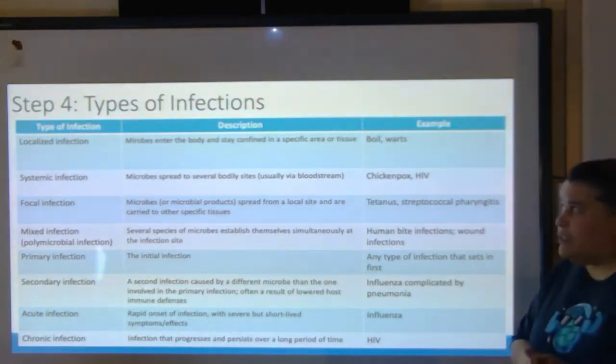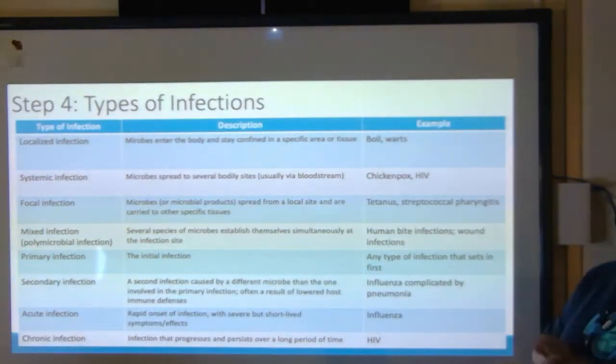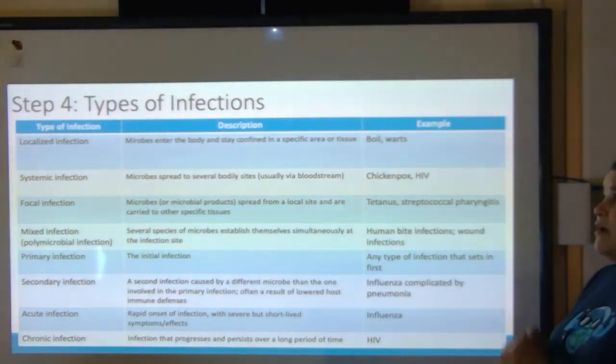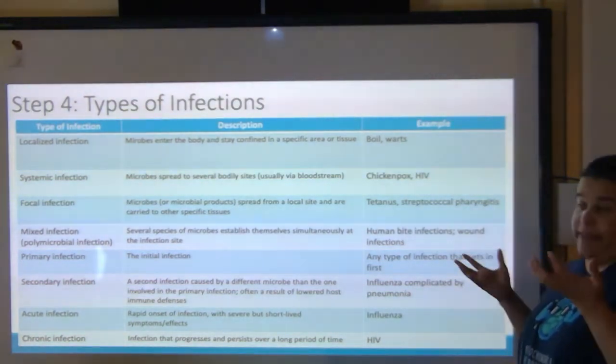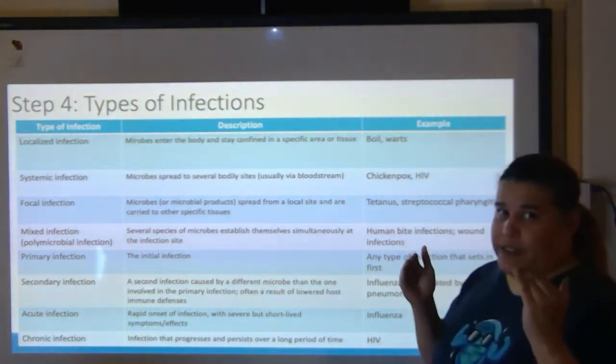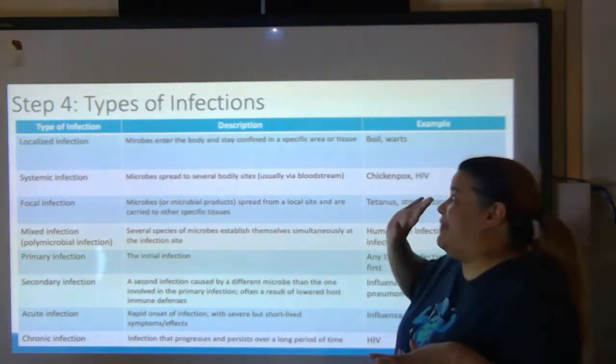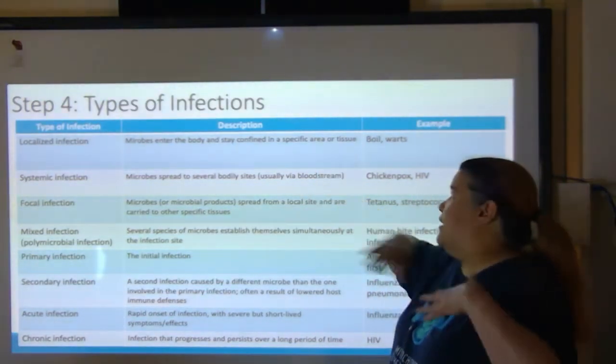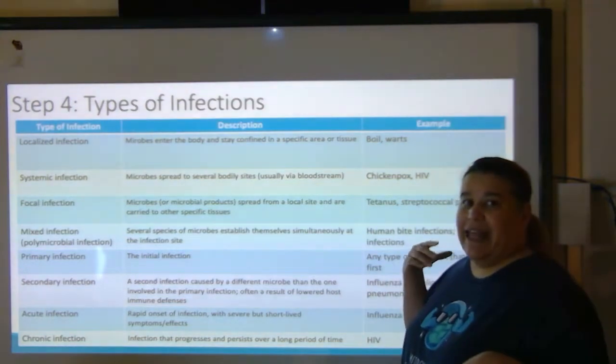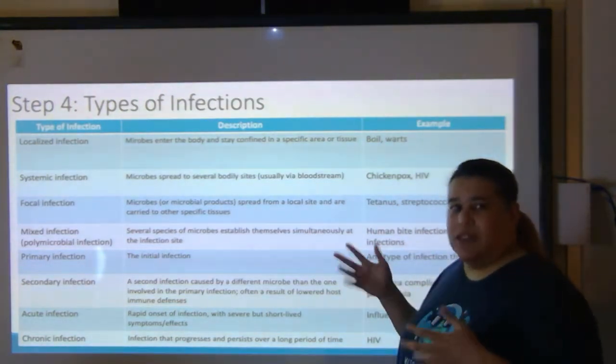We have several different types of infections. Localized infections are exactly what they sound like. Microbes enter the body in a specific place and they stay in that area. They don't go anywhere else. Things like pimples, boils, warts.